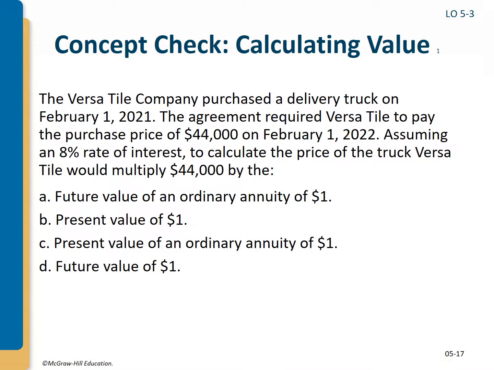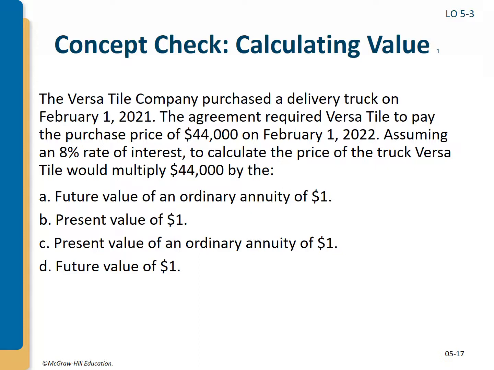Versatile Company purchased a delivery truck on February 1st. The agreement required Versatile to pay the purchase price on February 1st, 2022. Assuming an 8% interest rate, to calculate the price of the truck, Versatile would multiply $44,000 by, so sometimes this happens.